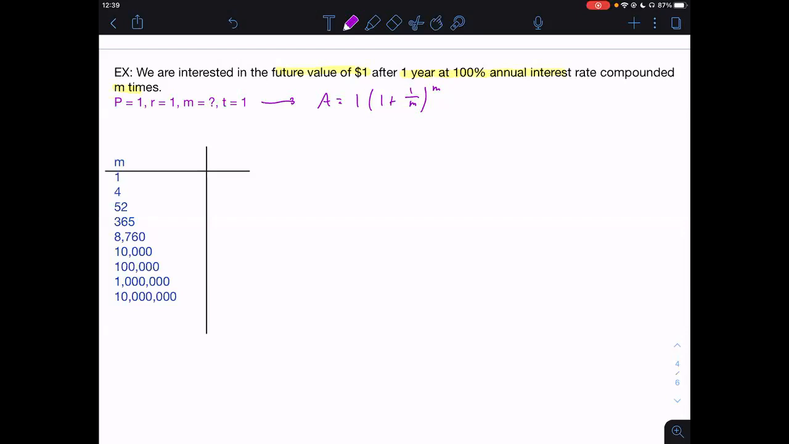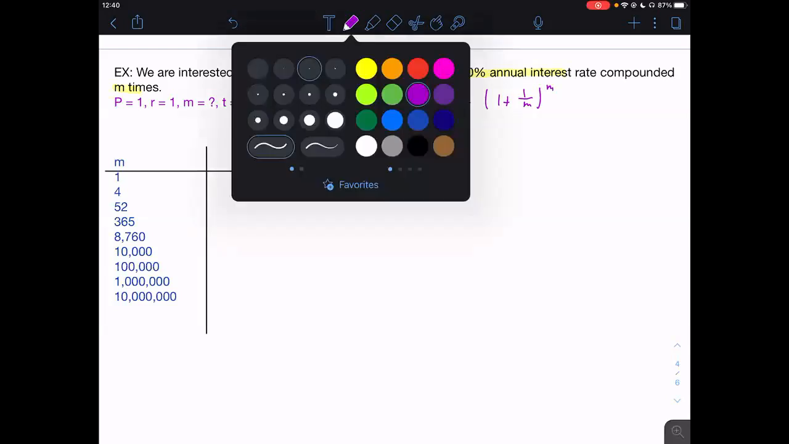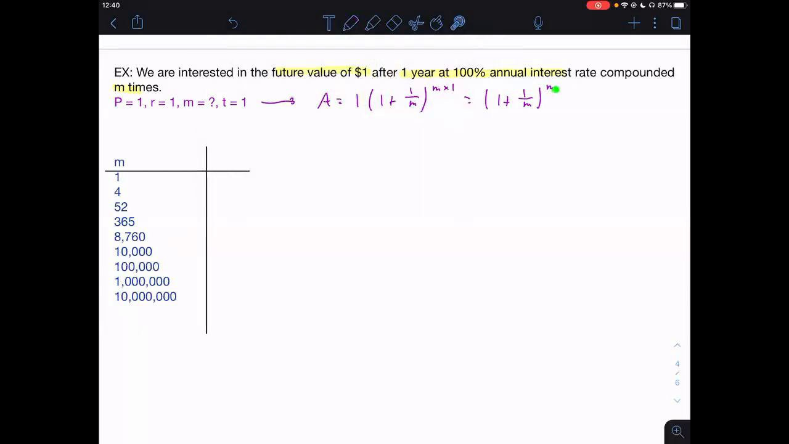Or M times 1, or M times 2, so M times 1, which is 1 times 1. Or we'll simplify down, so it simplifies down to parentheses 1 plus 1 over M to the M. This is just 1 plus 1 over M to the M power. So here, our unknown variable is how many times we compound this interest per year. So M is our unknown variable.